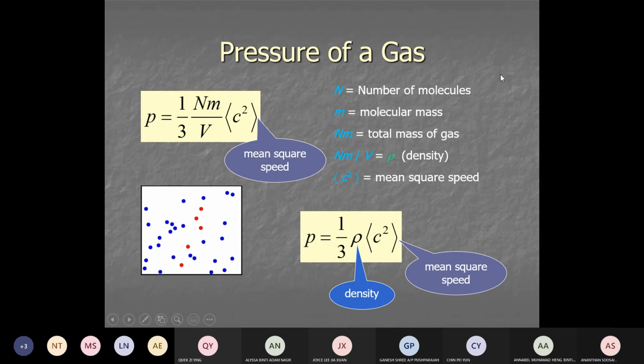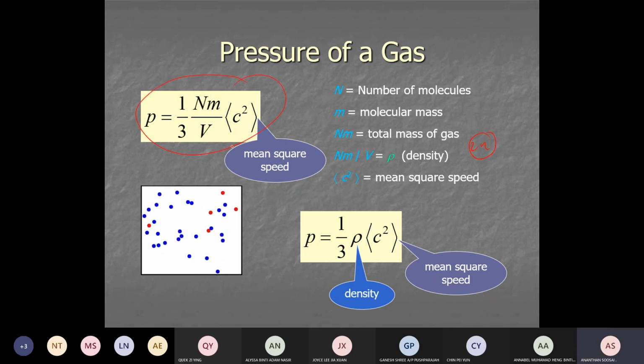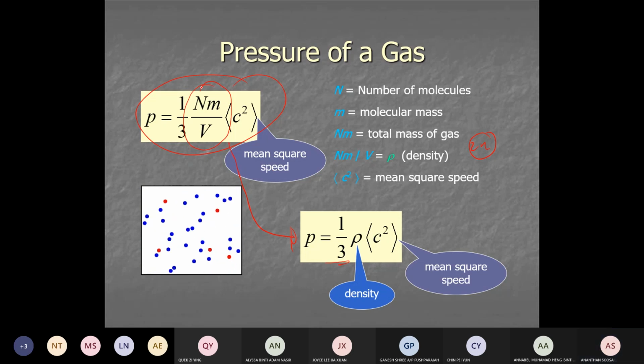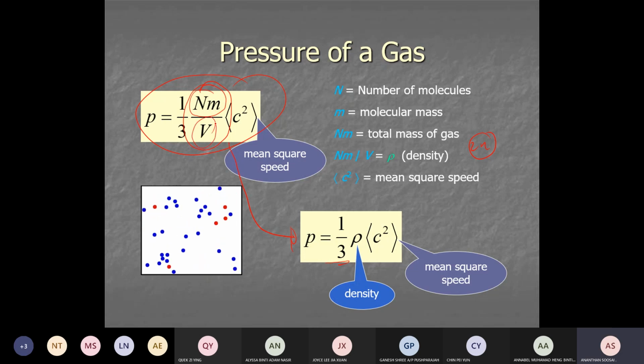And in one year, a 2 marks question they ask from the top formula: can you prove this equation, the below one, 1/3 rho C squared? The Nm over V is actually the density of the gas. Nm is the total mass of the gas, and V is the volume of the gas. So mass over volume is the density of the gas. So P equals 1/3 rho C squared. This is the density of the gas, and this is the mean square speed. A 2 marks question they ask in one year. From top, show the bottom.